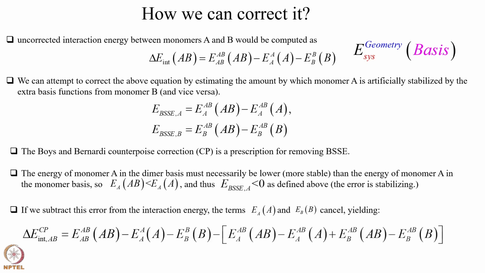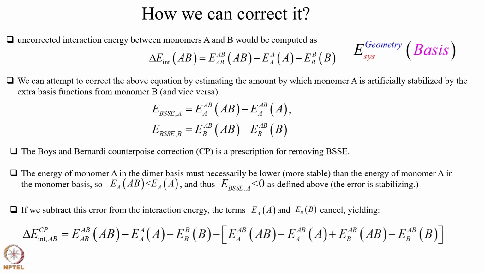So the error is actually stabilizing. If we subtract this error from the interaction energy, this is what the formula of the counterpoise correction will look like. What we will do here is perform calculations on a system, and then we will see how much the individual energies are and how much the BSSE errors actually are.